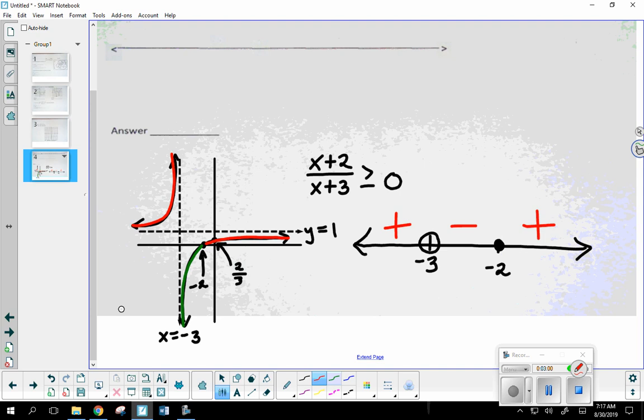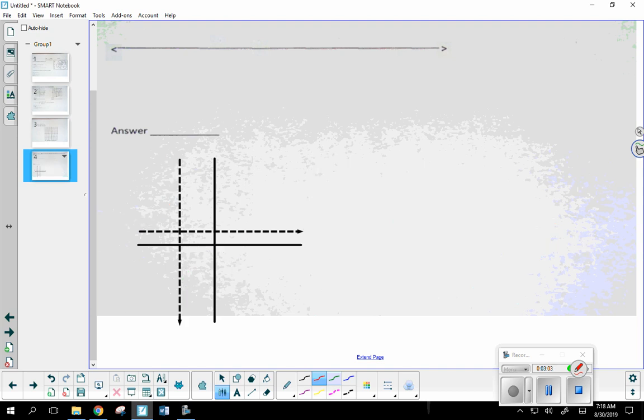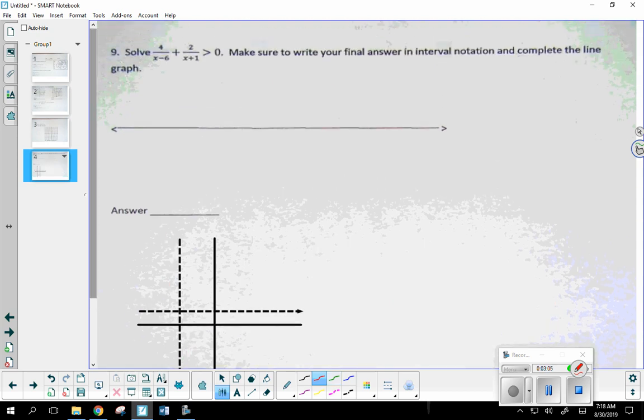Okay, now having said that, let's take a look at this problem. 4 over x minus 6 plus 2 over x plus 1 greater than 0. Well, the first thing, we always want it compared to 0. So we're going to go ahead and say greater than 0. We want everything on the same side, but we want to go ahead and combine these into one single quotient, one single fraction. So a common denominator would just be a product of these two. All right, so my common denominator has to be x minus 6 times x plus 1.